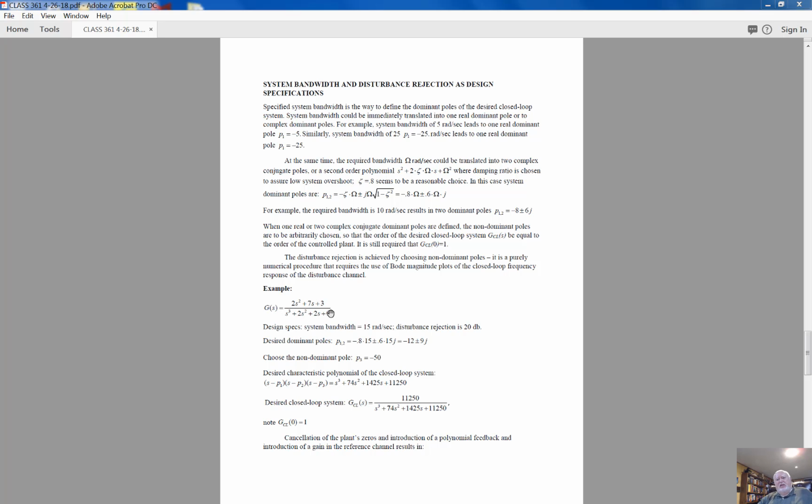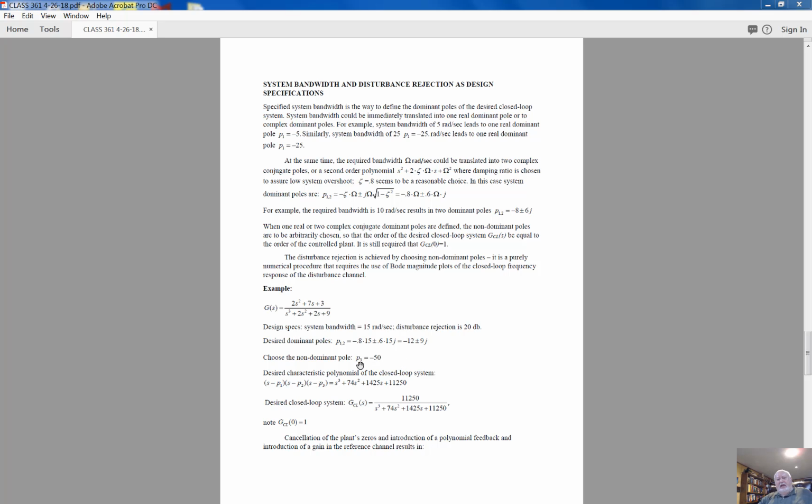I have exactly the same control plant that we looked at in the past, but this time the design specifications are: system bandwidth is 15 radians per second and disturbance rejection is 20 decibels. Let's see how a system design would look. I can look at the 15 radians per second and immediately define two complex conjugate dominant poles, minus 12 plus minus 9j. And you know why.